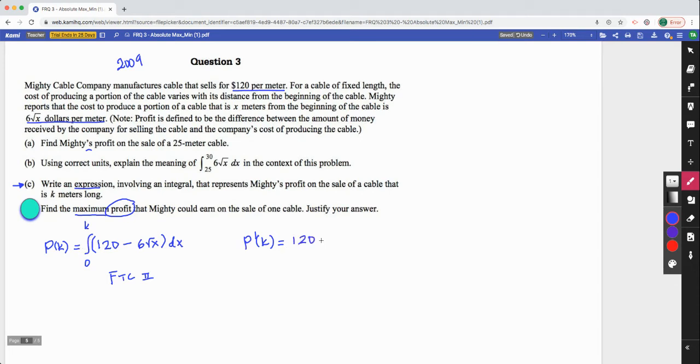So it's going to be 120 minus, and this variable is going over here, 6 root k. So I need to check where this is equal to 0. And then you'll see 120 equals 6 root k. So 20 equals root k. So you understand k is going to be 400, which is your critical point.